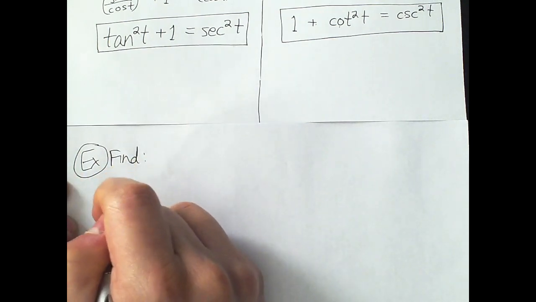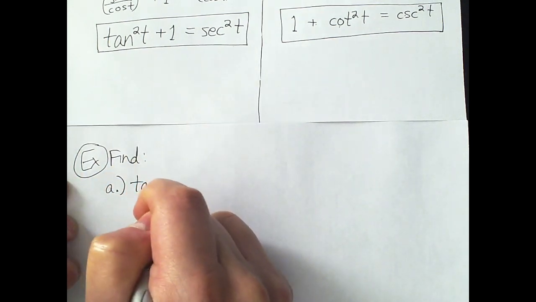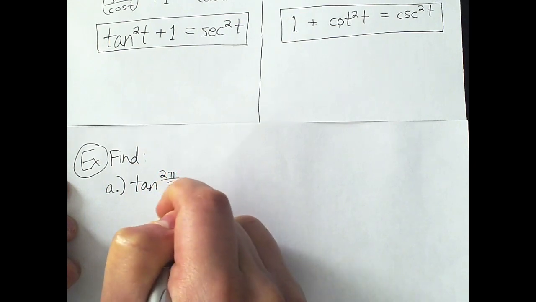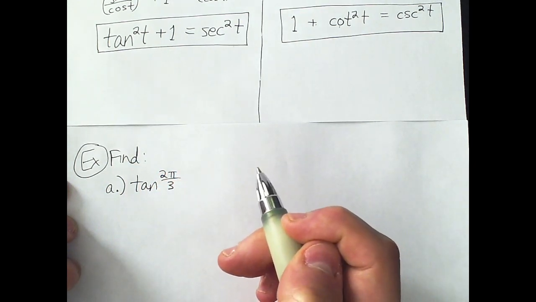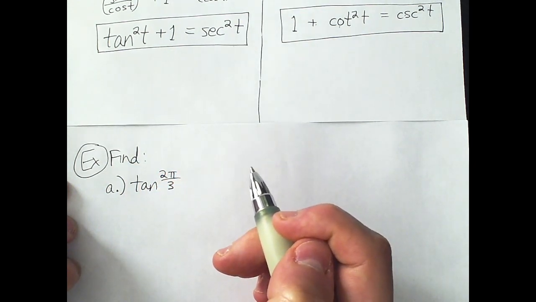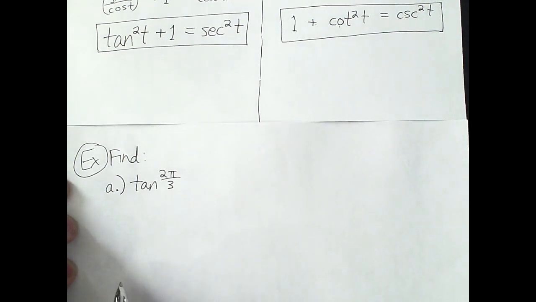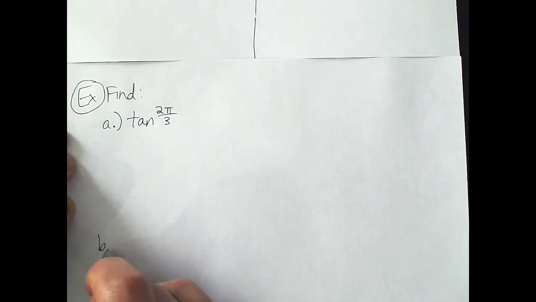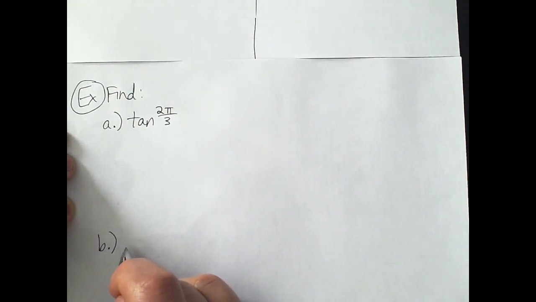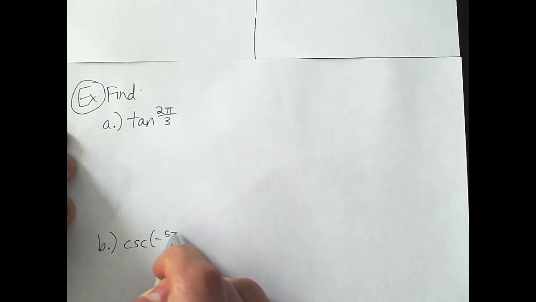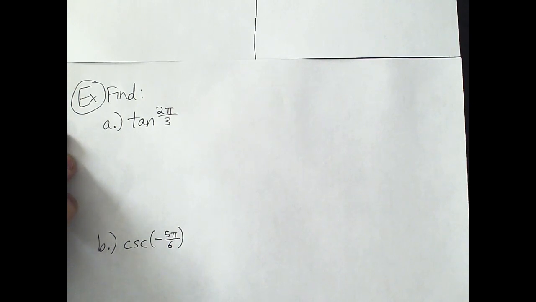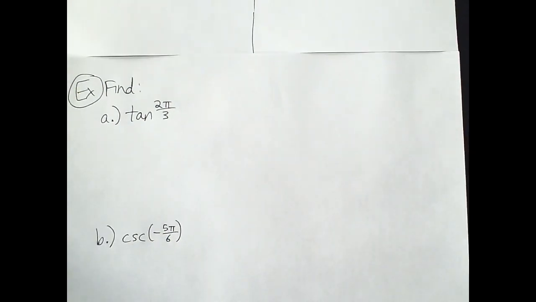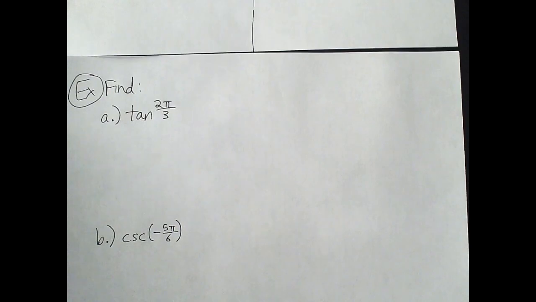So I'll do part A, and it will be tangent of 2 pi over 3. I don't think we did that one yet today. I'll do that. And then I'll ask you to try B, which is going to be cosecant of negative 5 pi over 6. And I don't know if I have any more. After this, we'll see. So I'll do part A.